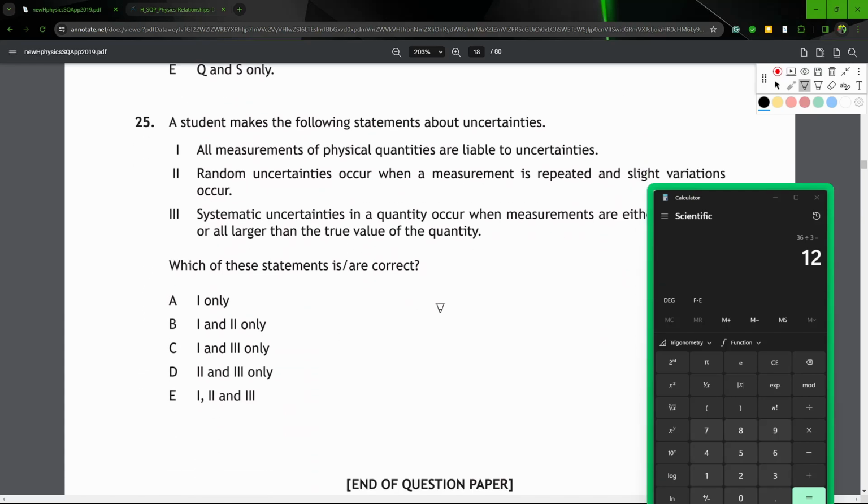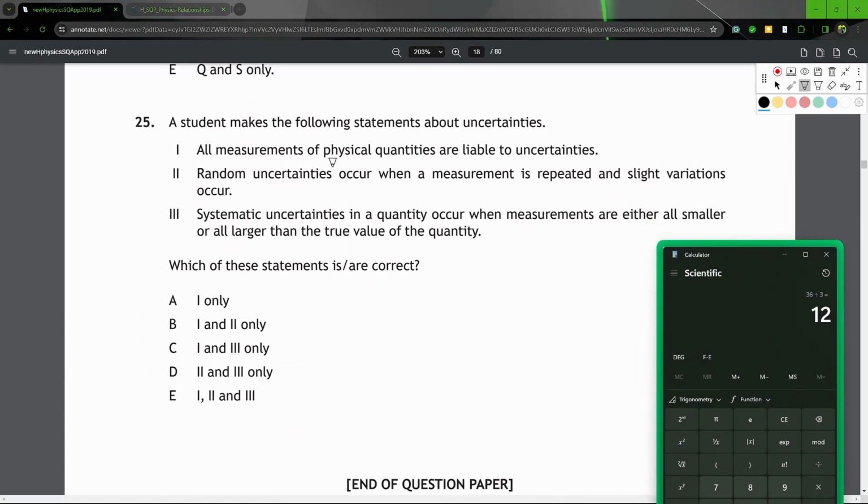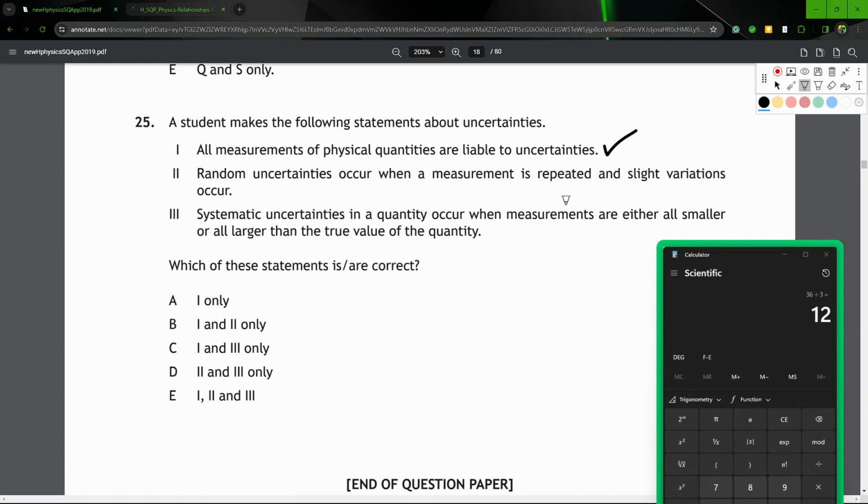A student makes the following statements about uncertainties. All measurements of physical quantities have uncertainties. Random uncertainties occur when a measurement is repeated and slight variations occur. Systematic uncertainties in a quantity occur when measurements are either all smaller or larger than the true value of the quantity. Are these all true? All measurements of physical quantities have uncertainties. Yes, there's no perfect measurement. You can't measure something perfectly. You always have a bit of leeway, either way, even with our best tools.